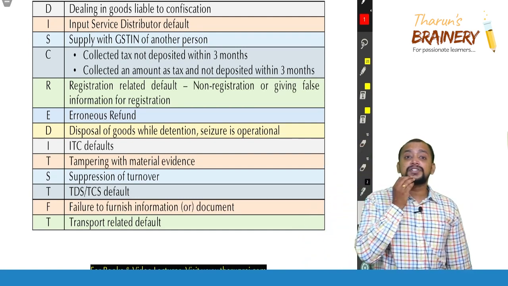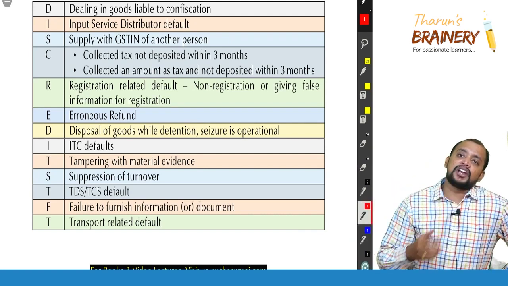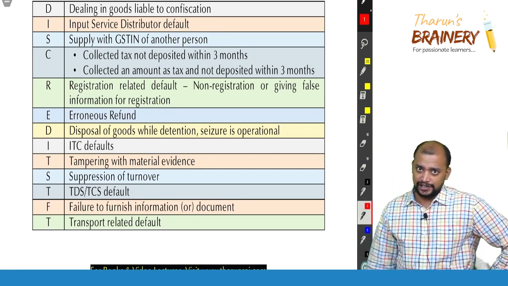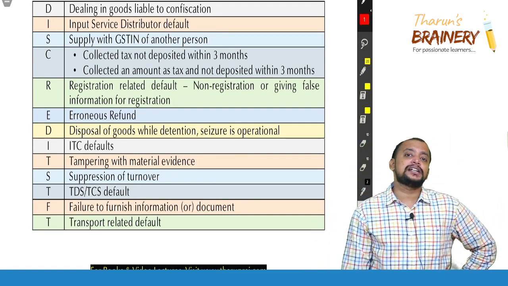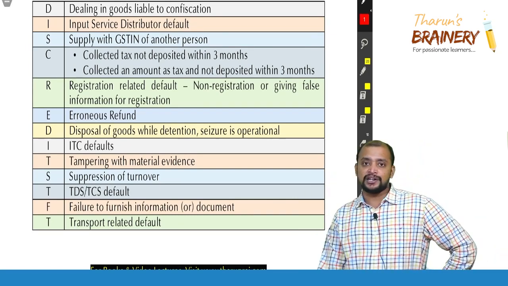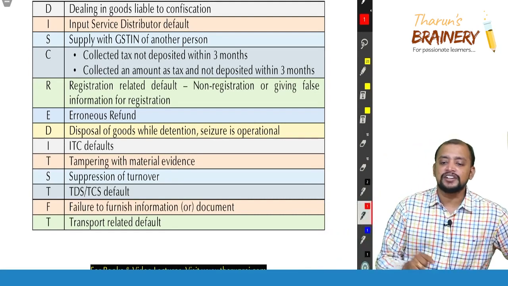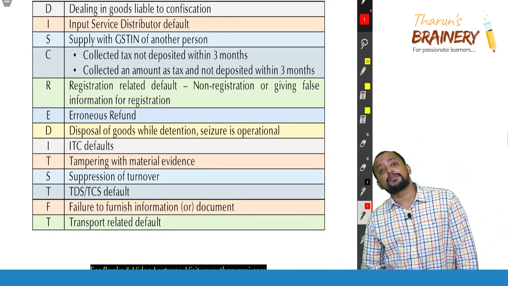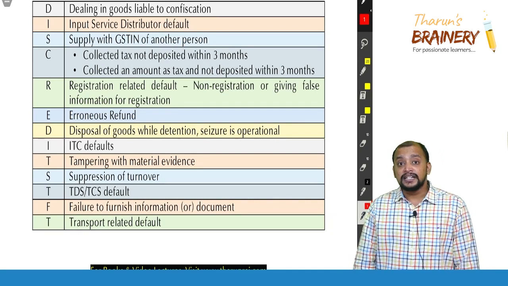R for registration related default. Registration related default means you are giving wrong details and getting the registration, or you have to furnish an amendment in the registration certificate but you did not give the details of the amendment. Then E. E for erroneous refund. You are not supposed to get a refund but you got the refund. That is erroneous refund.